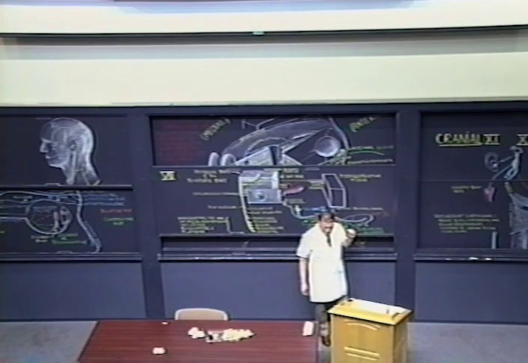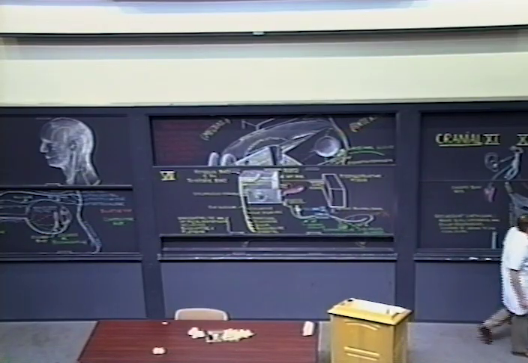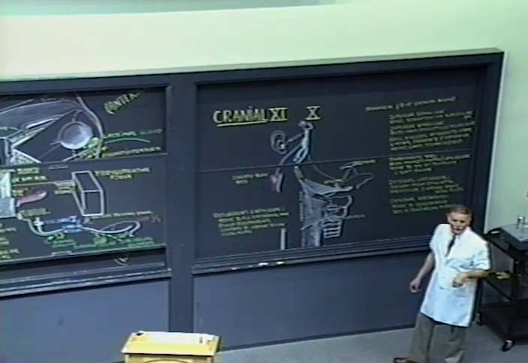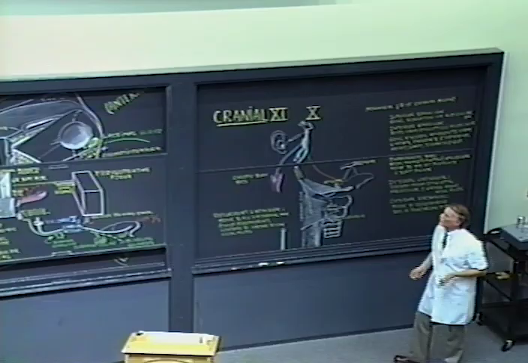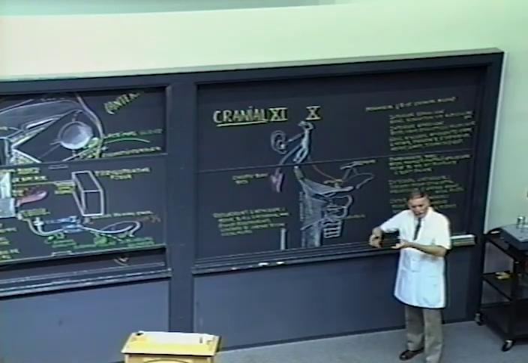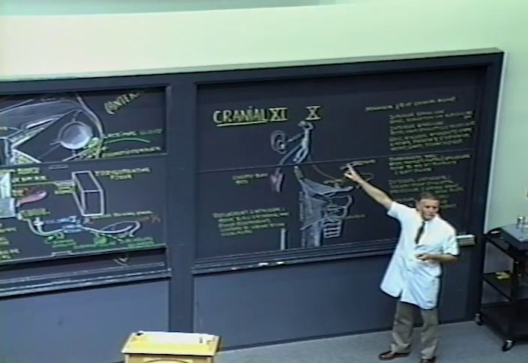But the question is the source of the somatic motor fibers that course with the vagus. The best indicators are that they are most, if not all, and it's that phrase that gets people going, derived from the nucleus behind the vagus, which is the nucleus of cranial 11.